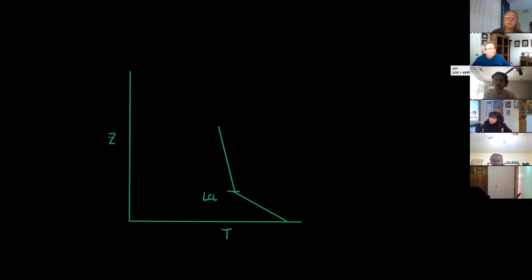Which way will it curve? Will it curve this way? Oh, sorry, no, the other way. Will it curve this way? Or will it curve this way? First or second, everybody? First. Tim's pretty confident it's the second one.